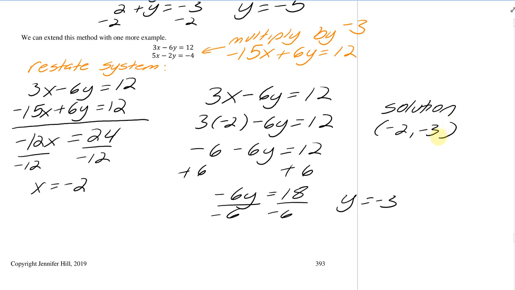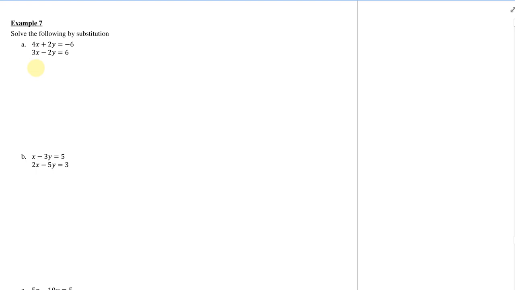So there's kind of the idea behind this. Now what I want you guys to do is try this. This first one's already kind of nice and set up for you. So go ahead and try to solve this first one. Hit play when you're ready to see the solution.